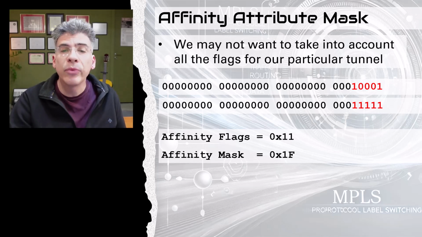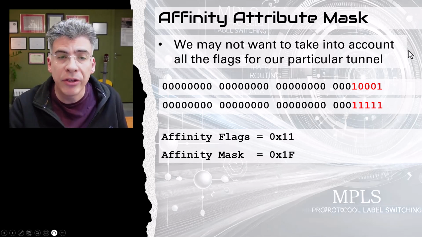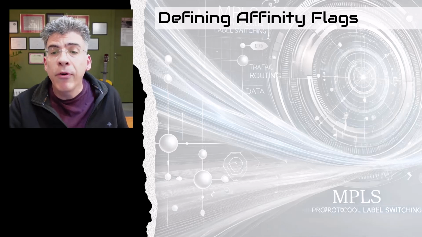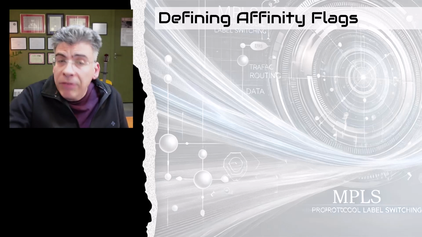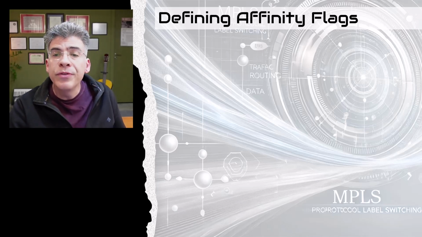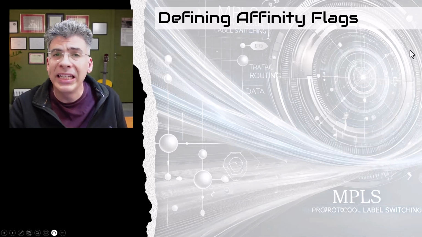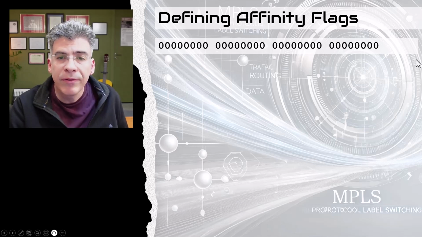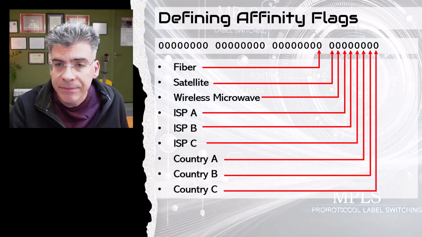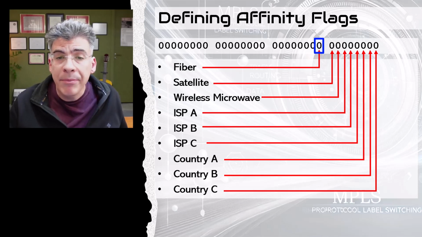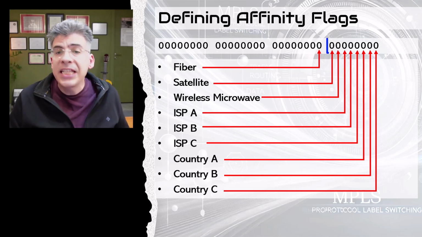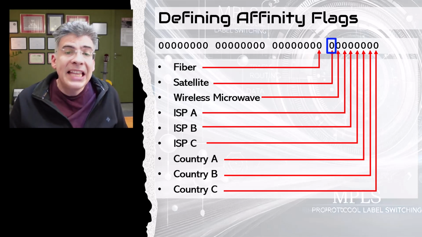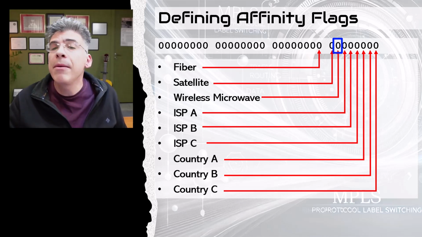Let's take a look at a real-world situation and define those flags. Now, before we look at our topology, let's define our flags first. We can use various characteristics, and it's really up to us. For example, we can say that the flags refer to various types of links. We can say that this flag, for example, refers to a fiber link, this flag refers to a satellite link, and this flag refers to a wireless microwave link.